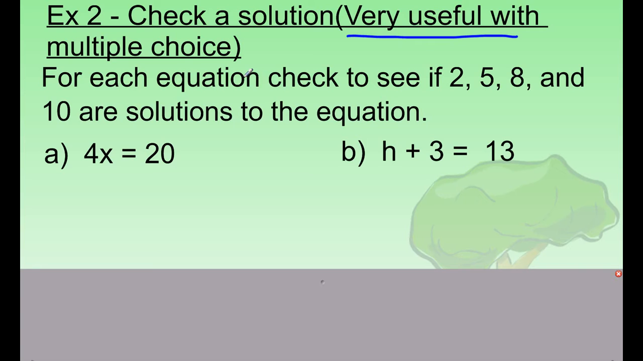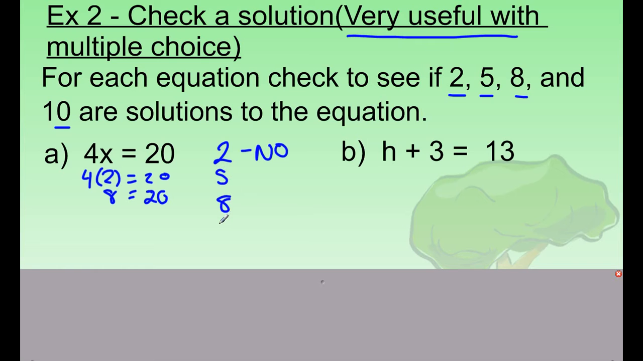So a big, huge, ugly equation might take you 5 minutes to solve, but it might only take you 1 minute to plug some values in to see if those numbers are solutions. For example, this first one. Now we want to check each of these, 2, 5, 8, and 10. So if I plug in a 2, 4 times 2 equals 20. And I would check the math. Well, 4 times 2 is 8. Does 8 equal 20? The answer is no. So 2 did not work.